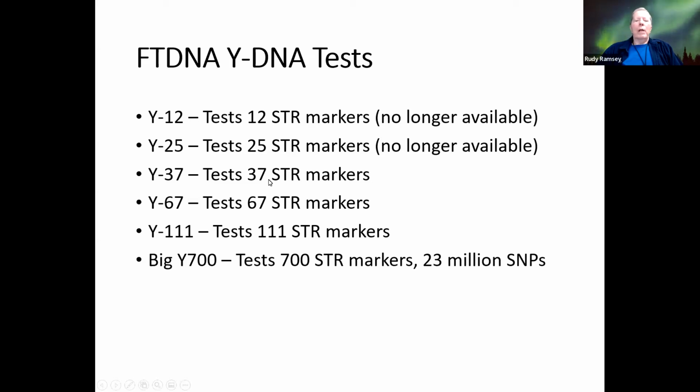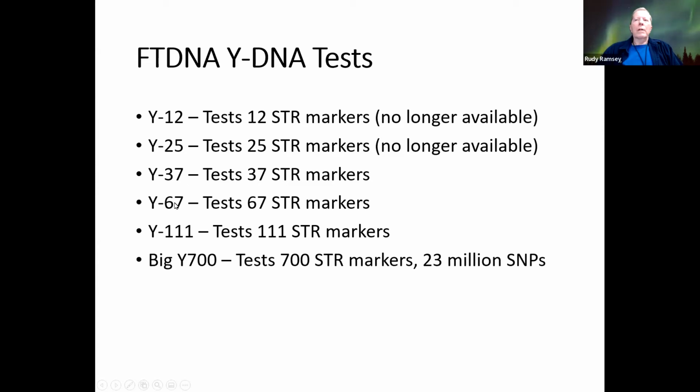37 starts to be interesting, mildly interesting. And they offered a 67. They now offer 37, unless it's changed recently: 37, 67, and 111. And those are all different sizes of analysis of the short tandem repeats.